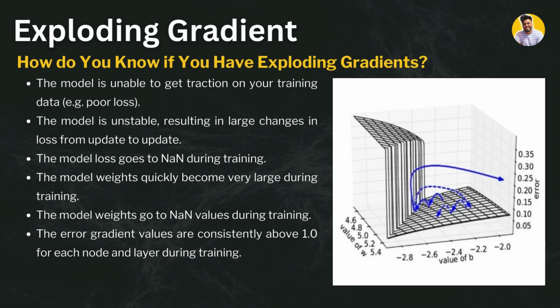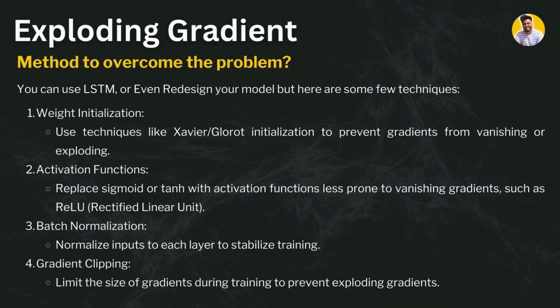Okay, now let's see how to overcome this problem. You can initialize your weights differently. If you have very large weights to train your neural network, you can use smaller weights as well. You can try some other activation functions. You can try batch normalization. You can try gradient clipping as well. Just clip the gradient and put a threshold there that it should not go above. You can also use LSTM or even redesign your whole model as well.